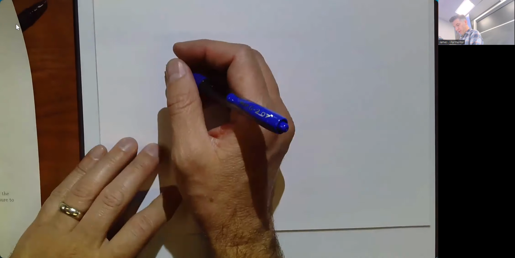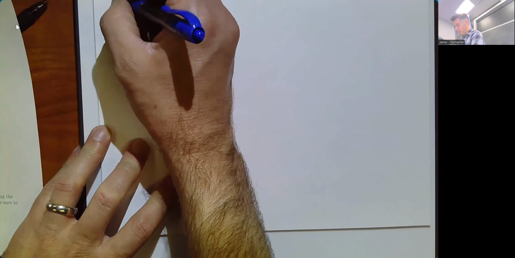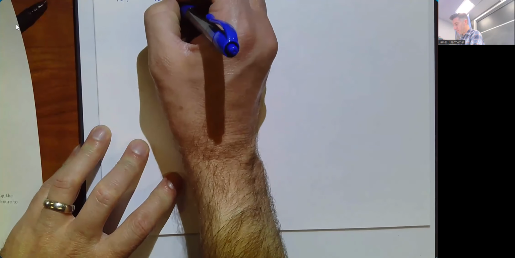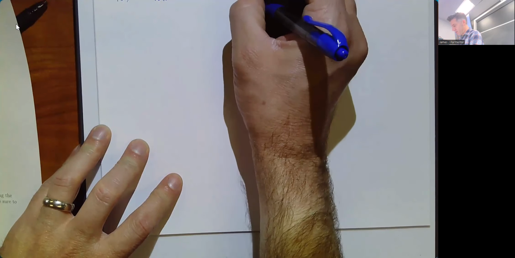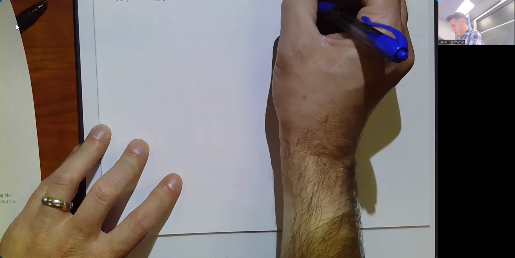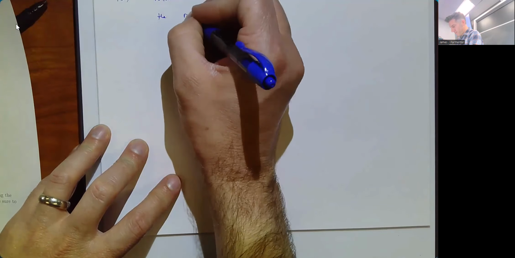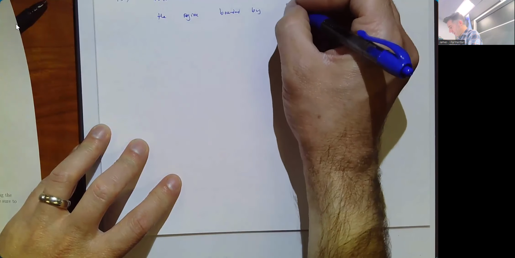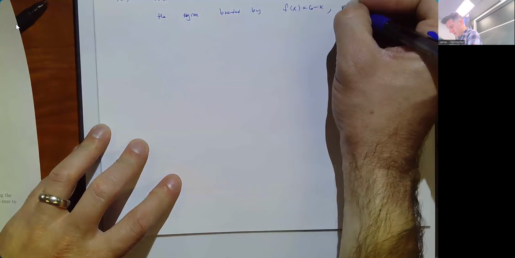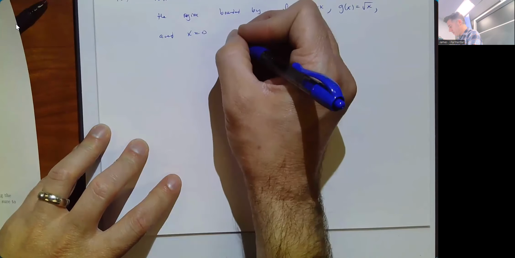I did not explain that in the solution. Sure. So for 1b, I'm just going to draw the pictures. Here we go. So we're going to set up an interval for the, well, let's label things here. We want the volume of the solid obtained by revolving the region bounded by f of x equal to 6 minus x, g of x equal to the square root of x, and x equal to 0 about the x-axis.